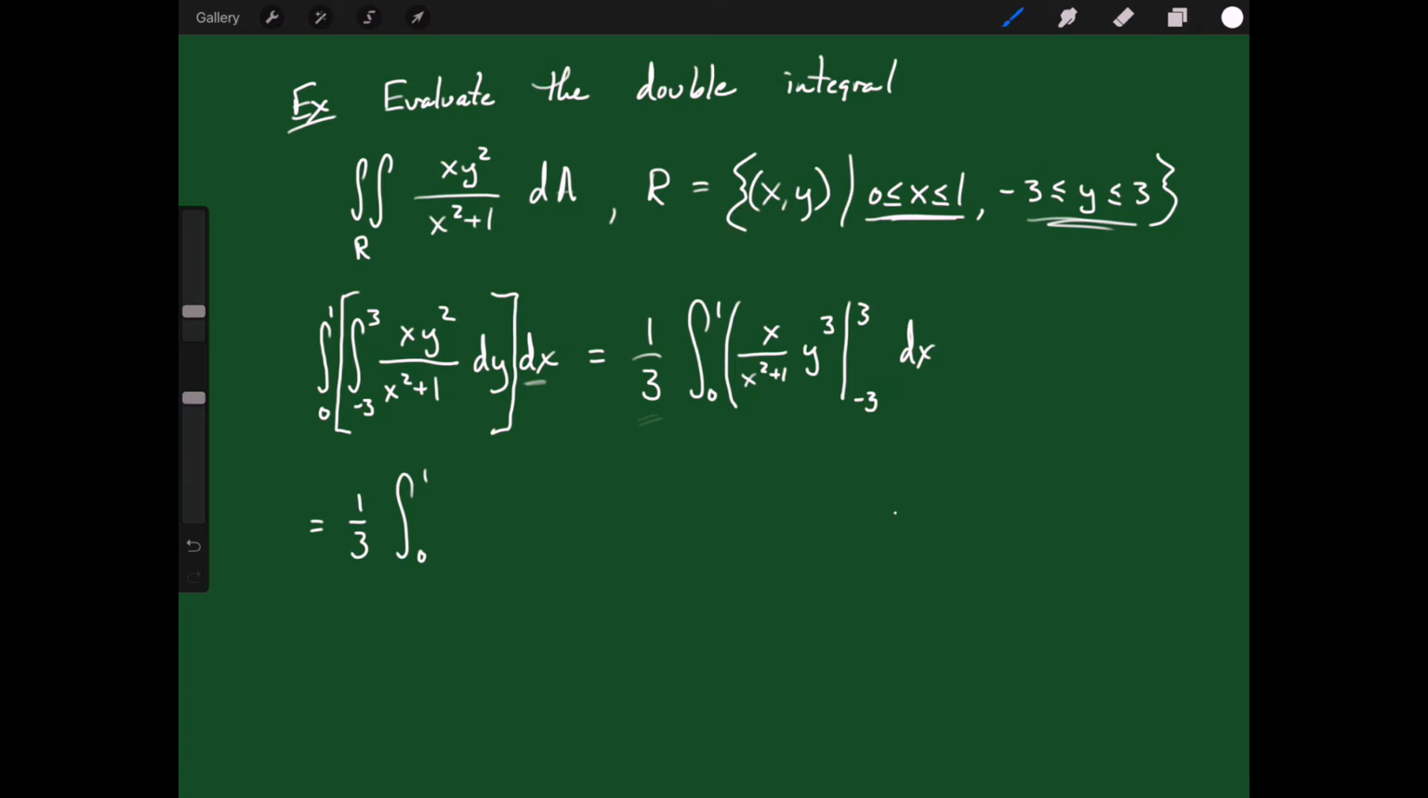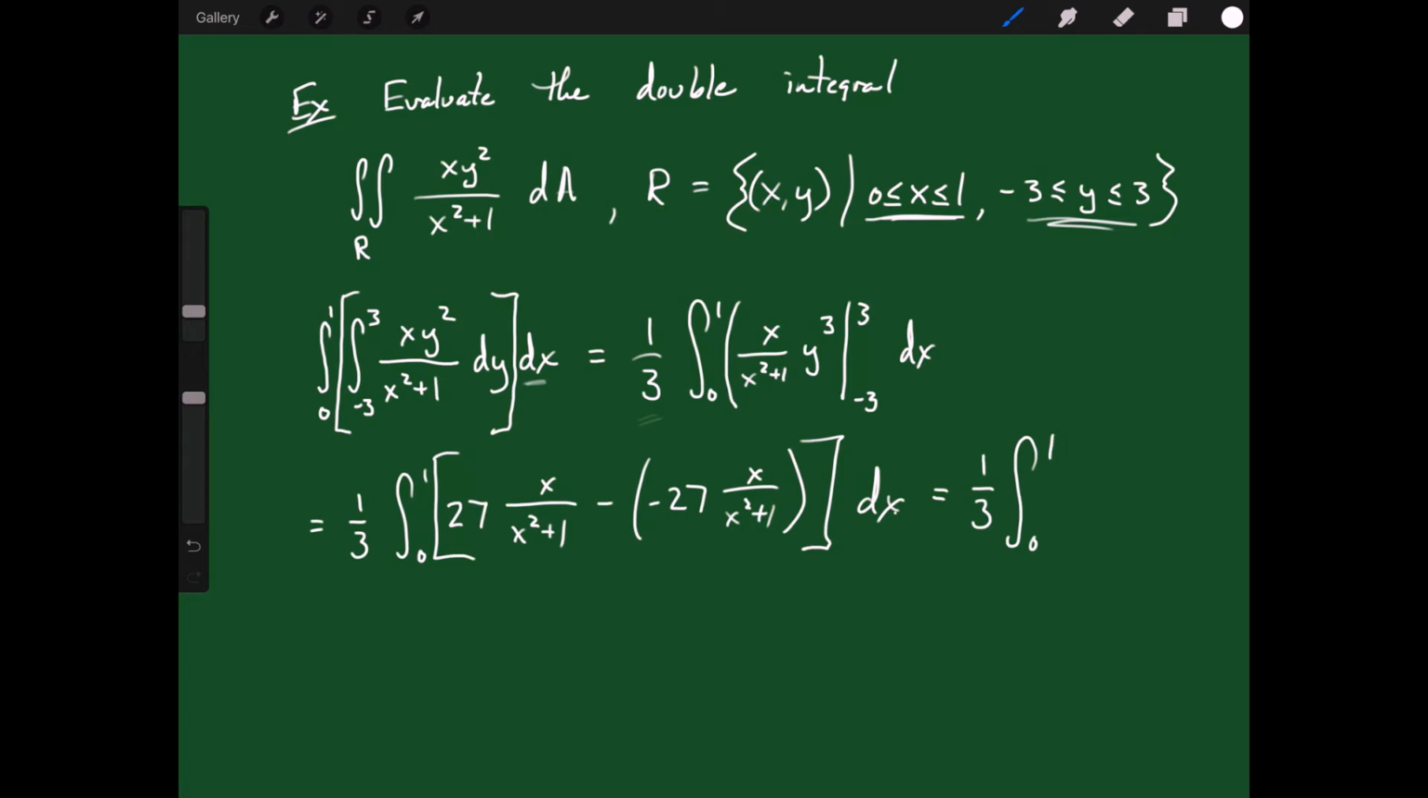Now I can plug in my 3 and my -3, and I get 1/3 integral from 0 to 1 of, if I plug in 3 for y, 27 times x over x squared plus 1, minus, plugging in -3, minus 27 x over x squared plus 1, dx. I can rewrite this as 1/3 integral from 0 to 1 of 27 minus minus 27, which is 54. I'll write that 54 outside the integral, and inside I'm left with x over x squared plus 1 dx.